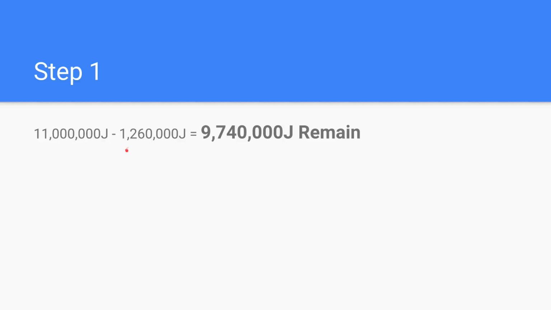And now that we know that, we can take this amount of energy that we used away from the 11 million joules to get the amount of joules we have remaining, which is 9,740,000 joules that remain.